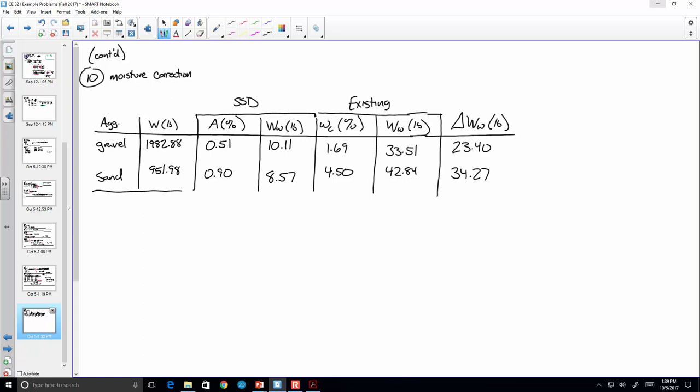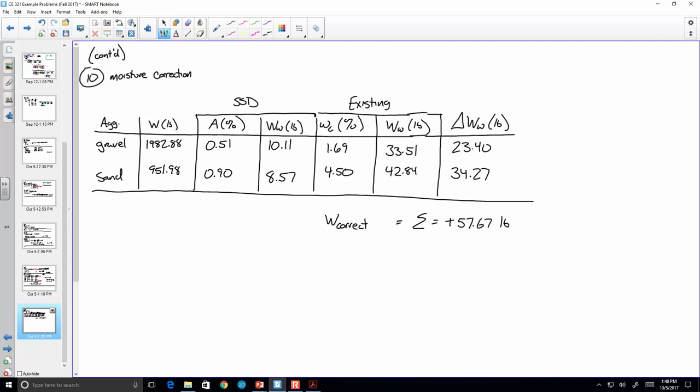So sum those up and tell me what you get. It'll be positive. 57.67 pounds. Okay. Everybody okay with that? All right. Now, what I'm going to call that is the correction weight, the weight of the correction.